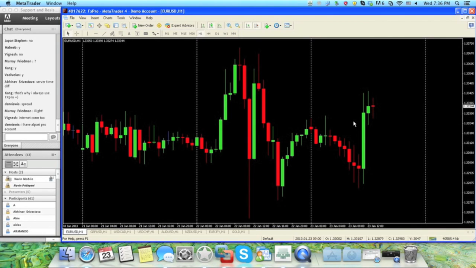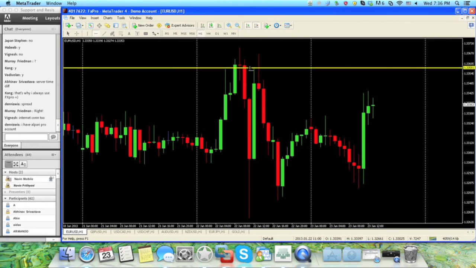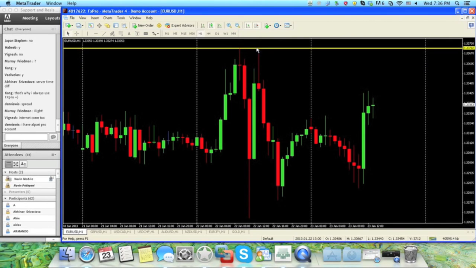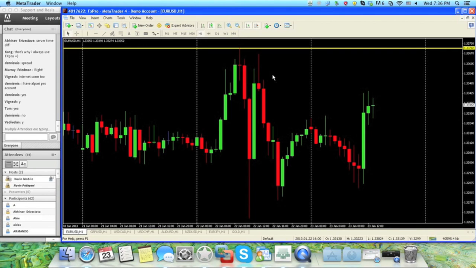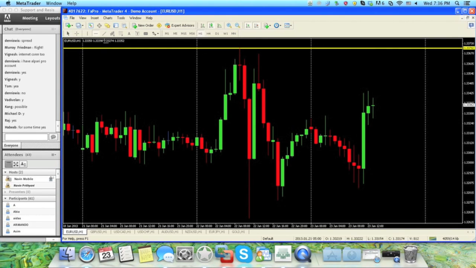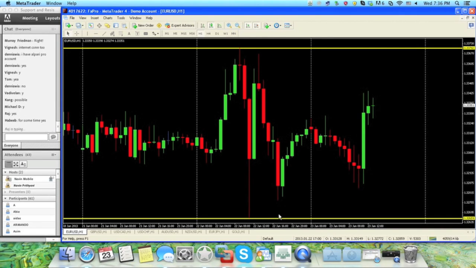Okay, so let's get into this. Now, what is support and resistance? Is this area here a resistance? Right here? Yes, this is a resistance. This is where the market touched and bounced from. Is this area here a support? Anything above the market is called resistance. Anything below the market is called support.